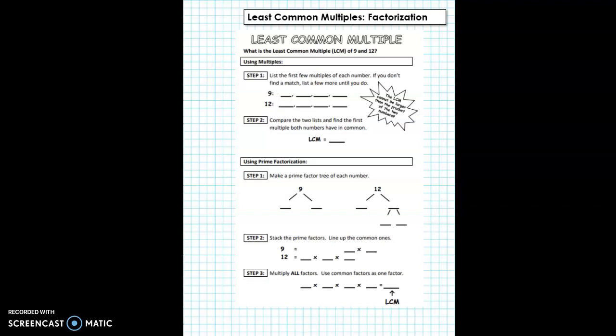Least common multiple. What is the least common multiple of 9 and 12? There are a few ways we can approach finding least common multiples. The first way is by simply listing the multiples. Let's look at that method first.